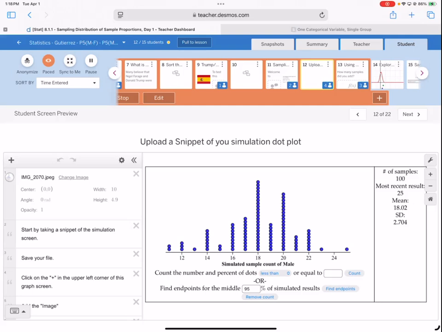The next question says, what was the mean of my samples, of your samples? What is the mean? This number right here is the sample mean. Okay? What is the standard deviation? That is right there.